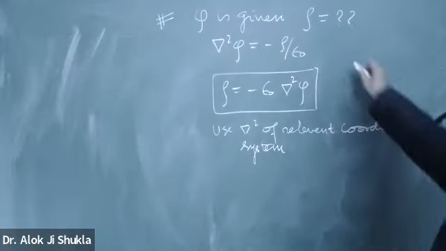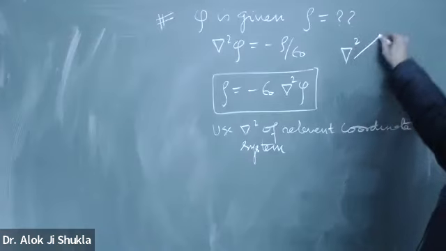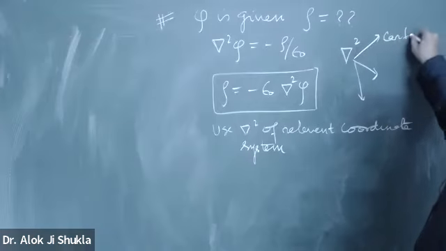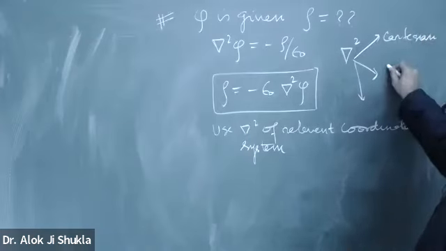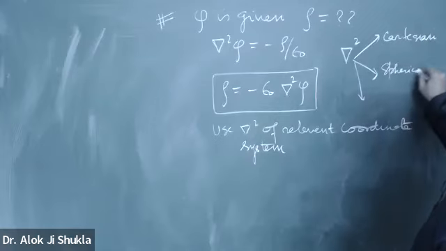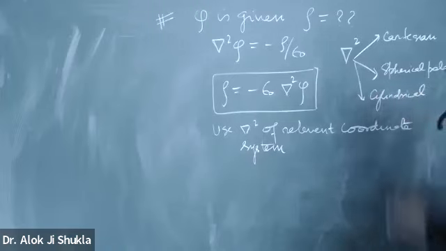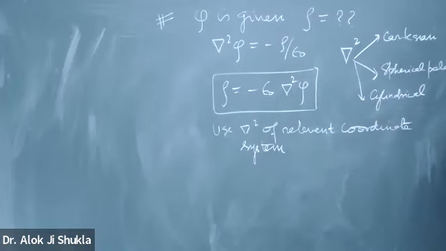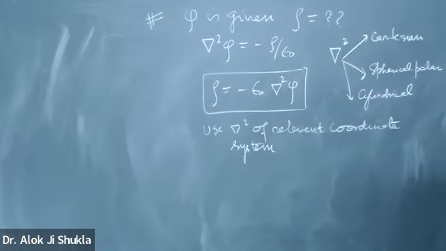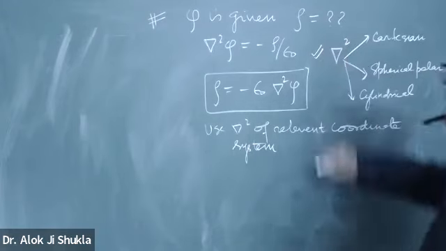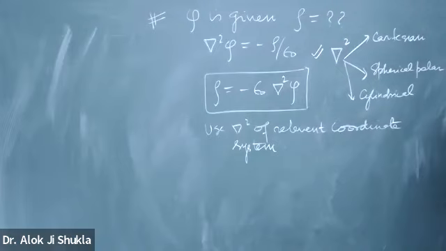So that's why I told you that you should know del square in all three coordinate systems. That means Cartesian, spherical polar and cylindrical. We should know the del square for all three cases. Correct?